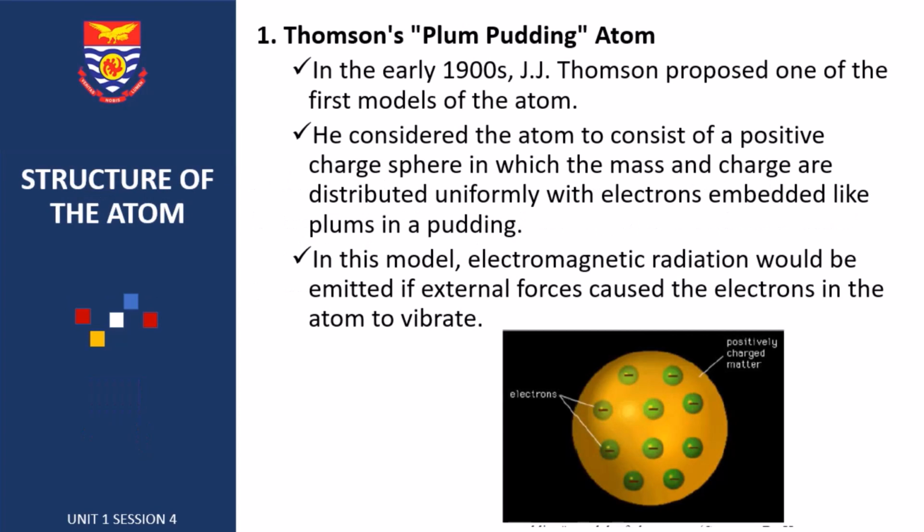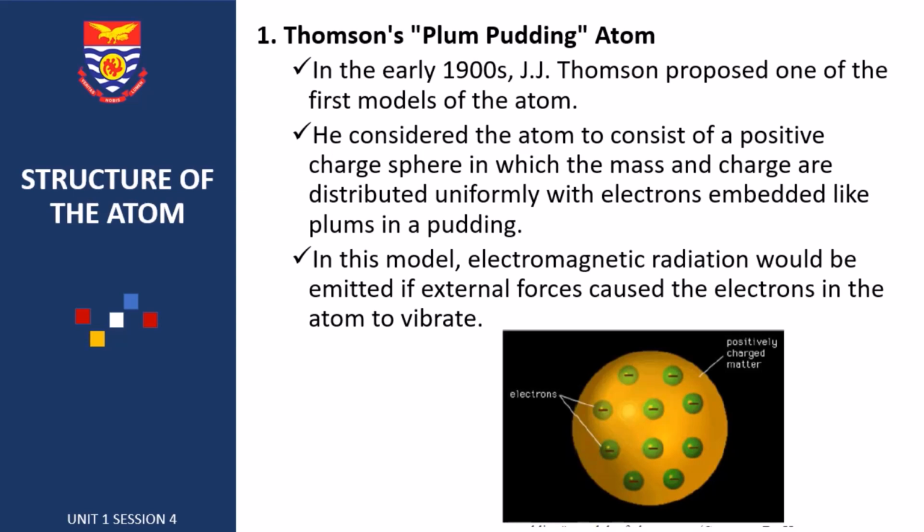Let us look at the structure of atoms. There were several scientists who worked to explain the structure of the atom, and the first among them was J.J. Thomson, and his model is what is referred to as Thomson's plum pudding atom.